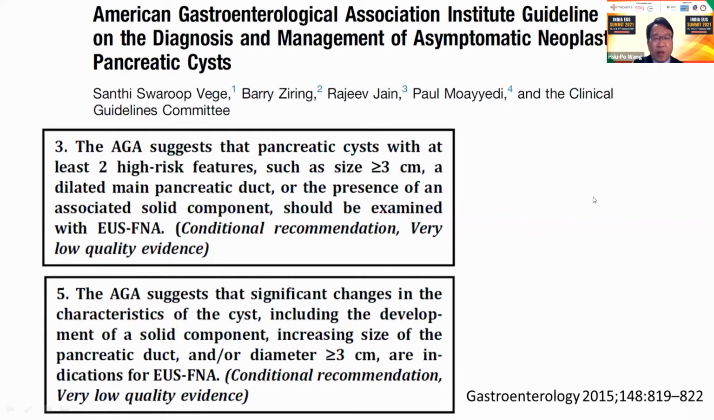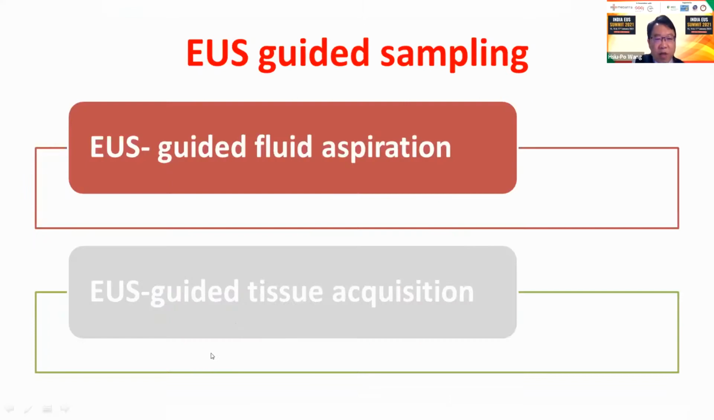And which cysts should be punctured? We have the Sendai consensus, we have the Fukuoka consensus, and we have the AGA guideline. The AGA guideline suggests that cysts with at least 2 high-risk features, like size more than 3 centimeters, dilated pancreatic duct, and the presence of an associated solid component, should be examined with FNA. Furthermore, if there is a significant change in the cyst, including development of a solid component, increasing size, increasing size of the pancreatic duct, or diameter more than 3 centimeters, they are also indicated for EUS-FNA.